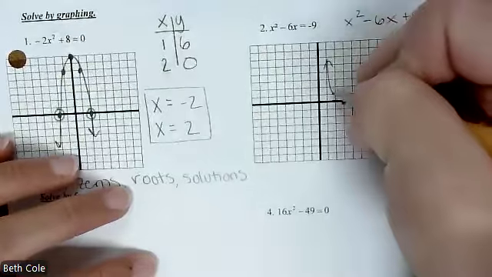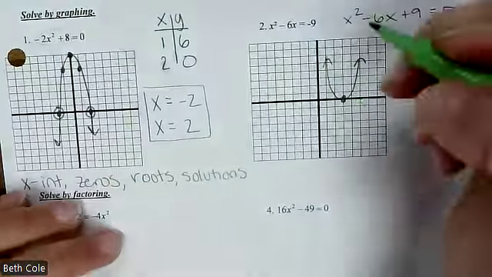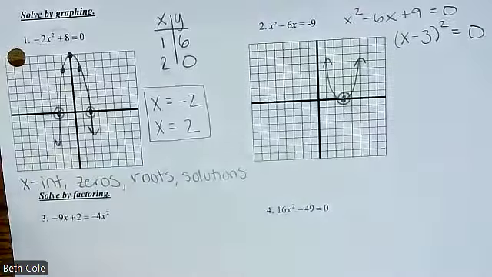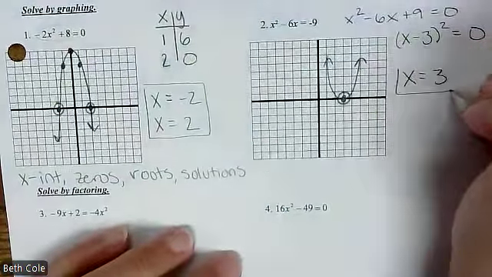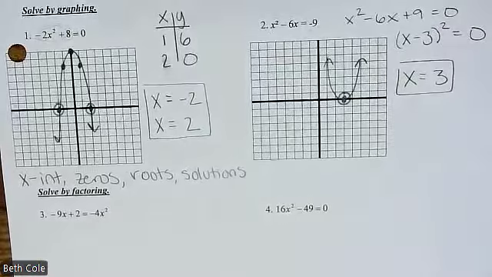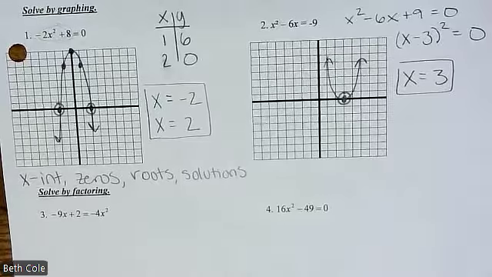Upwards. And you could get more points if you want, but I really don't need to because the whole point is where does it touch the x-axis? And we actually only get one answer here, which is just 3. It is called a double root, though, because it was a twin. So you can actually write x equals 3 twice, and that's fine, too. But once is okay for it. So that's graphing.